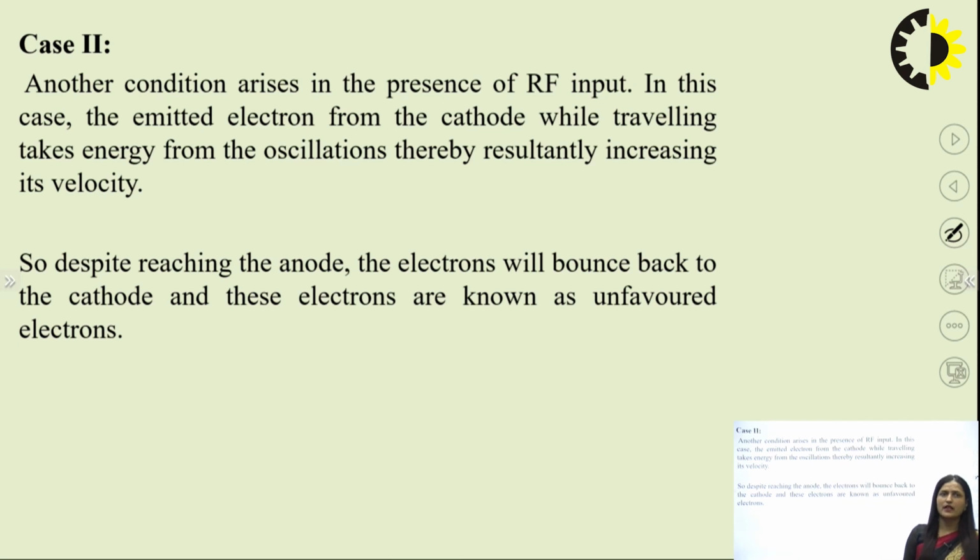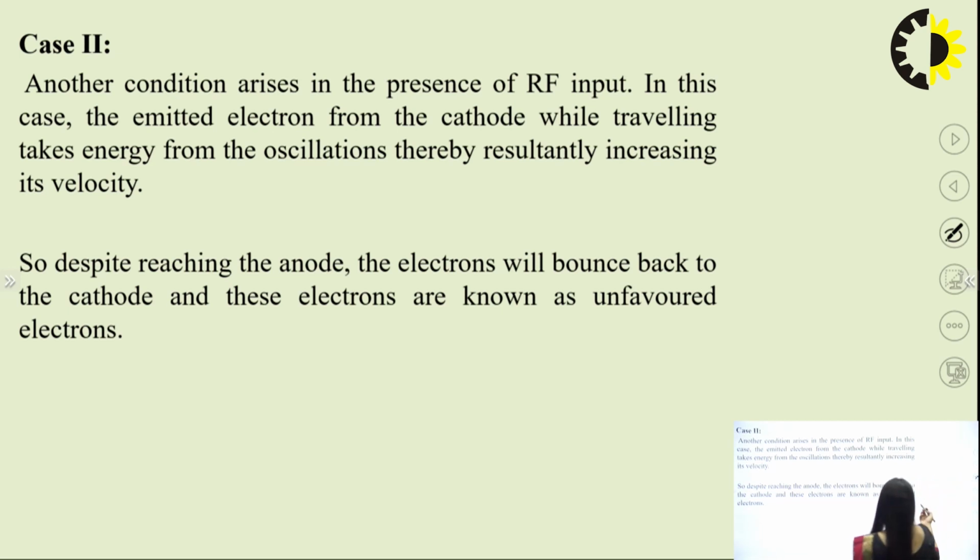So another condition arises in the presence of this external RF field. In this case, the emitted electron from the cathode, while traveling, takes energy from the oscillation, thereby increasing its velocity. Now this type of case will also happen, that the electron can take energy from the oscillation. If it takes energy from the oscillation, then the velocity of the electron gets increased, and because of the high velocity, it will take less time and move to the anode. So despite reaching the anode, the electron will bounce back to the cathode, and these electrons are known as unfavored electrons.